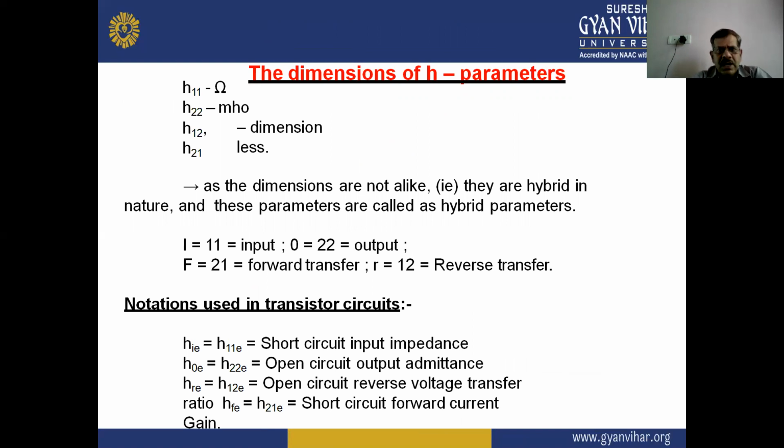Next, what is the dimension of the H parameters? The dimension of H11 is ohm, the dimension of H22 is mho, and H12 is dimensionless, and H21 is also dimensionless. As the dimensions are not alike, they are hybrid in nature, and these parameters are called hybrid parameters.